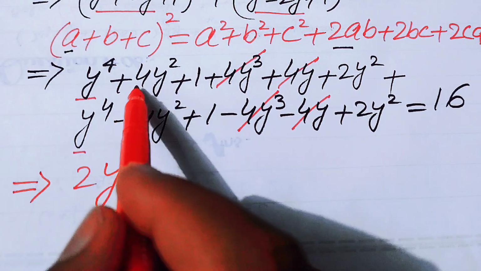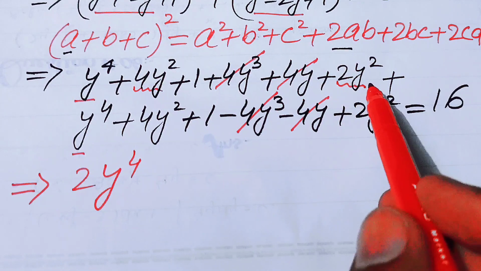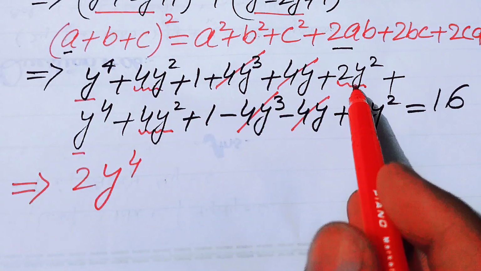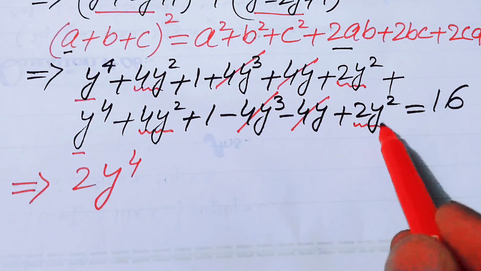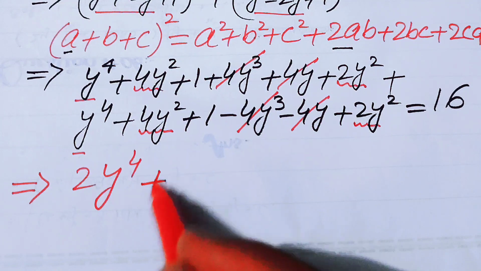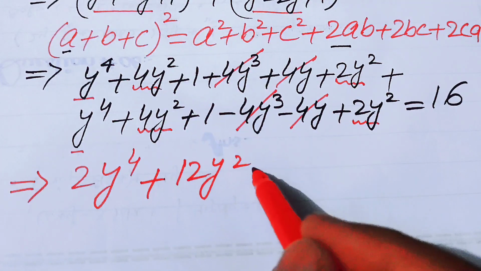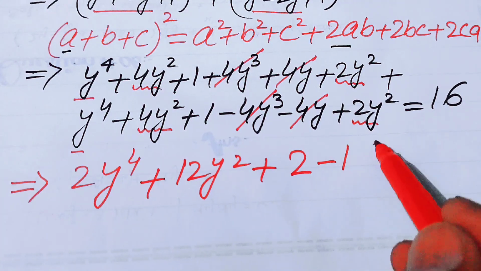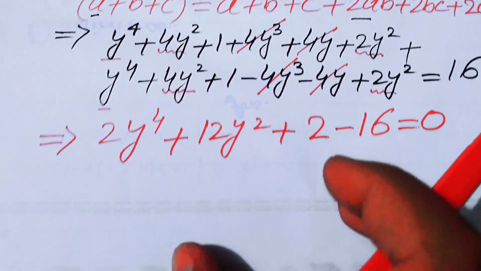And similarly here we have 4y squared plus 2y squared is equal to 6y squared, and plus 4y squared: 4 plus 2 is 6, 6 plus 4 is 10, 10 plus 2 is 12y squared. And here we have 1 plus 1 is 2, and we move the 16 to the left hand side, and you get minus 16 is equal to 0.